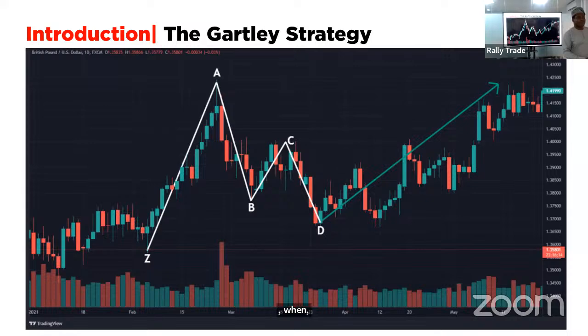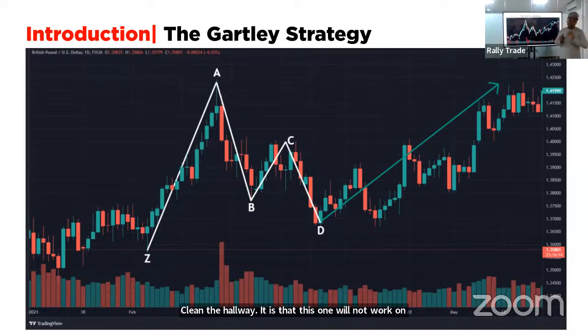So in such a case, sometimes in one week you may not even have any impulse or any correction that can align with this pattern. So in such an instrument that is going one way for a very long time, this strategy will not work on that instrument. This strategy needs impulse.